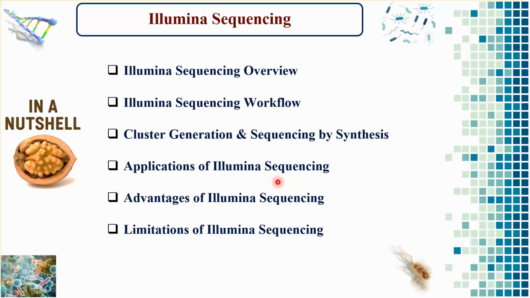We have also explored its advantages along with the limitations of Illumina sequencing. It offers high accuracy, high throughput, and cost efficiency, but it also comes with some limitations like short read length, complex data analysis, and PCR amplification bias. In short, Illumina sequencing transforms DNA into millions of high-quality reads, powering modern bioinformatics and advancing our understanding of life.